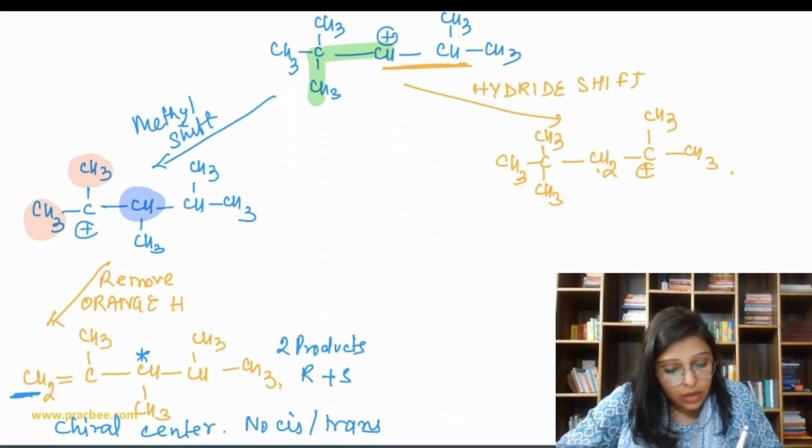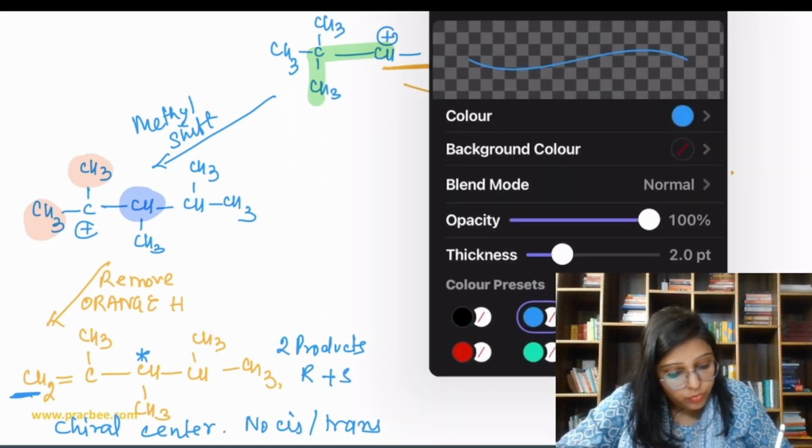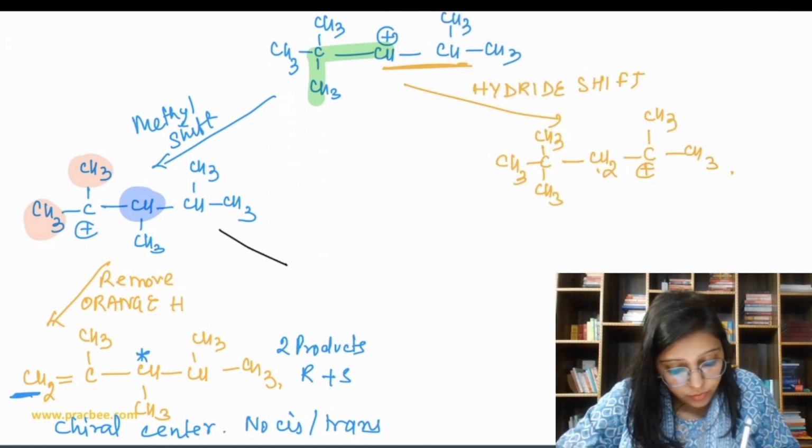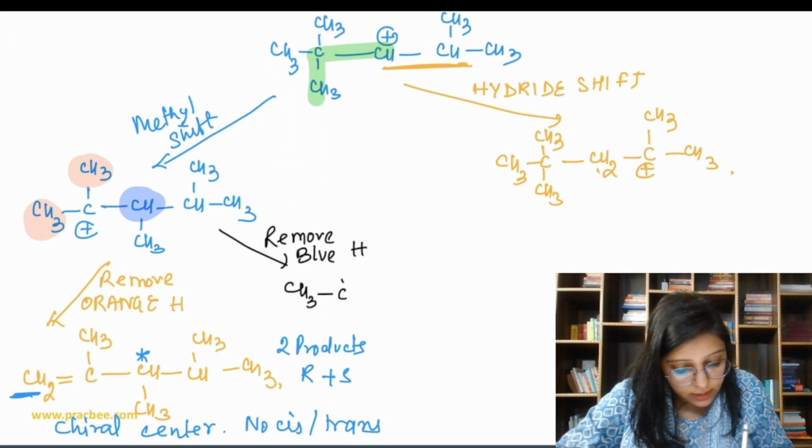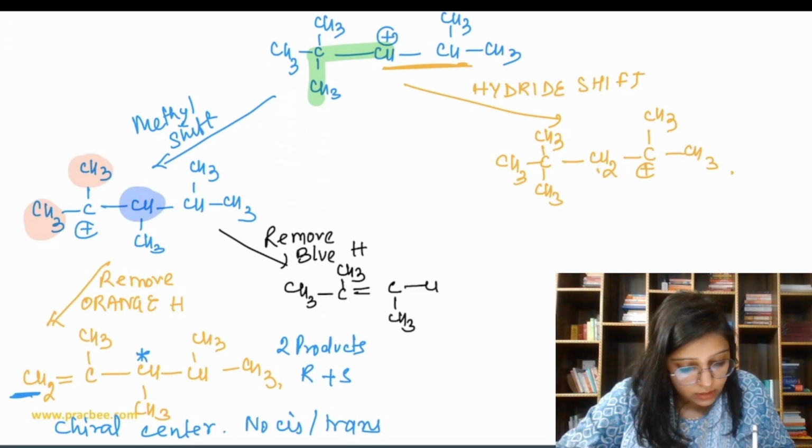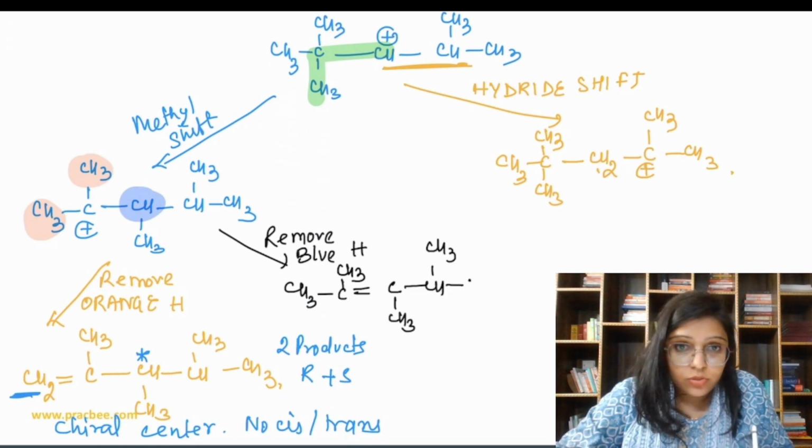Okay. Now if we remove the blue hydrogen, so we get CH3, C, CH3, double bond CH, not double bond, C, CH3, CH, CH3 and CH3.